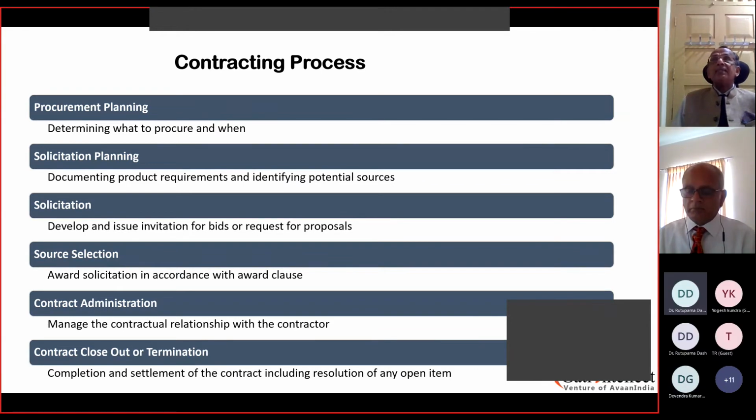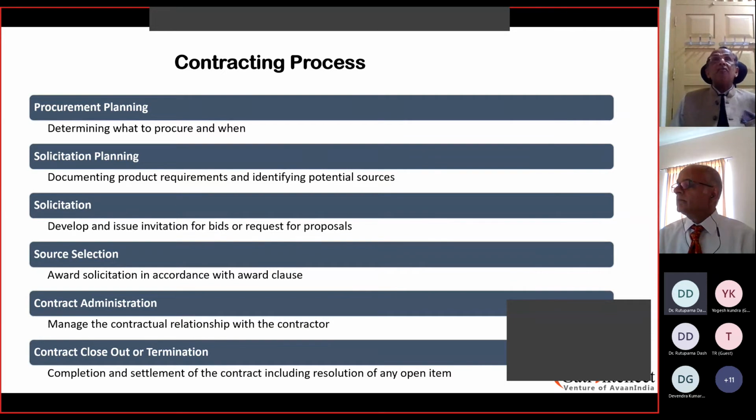So let's look at contract planning. This is always the starting point. Planning is always the starting point. What are we planning? Determining what to procure and when. What to procure and when. Then solicitation planning: documenting product requirements and identifying potential sources. Okay. Now sourcing comes here.